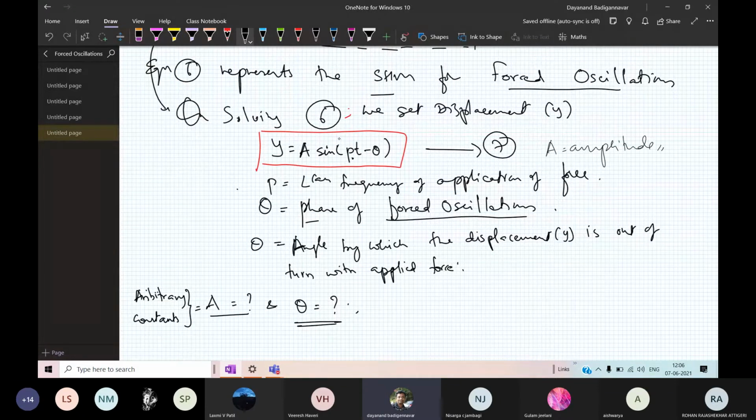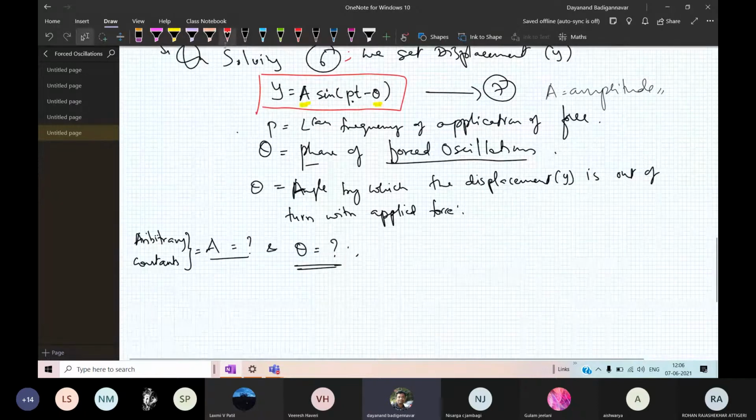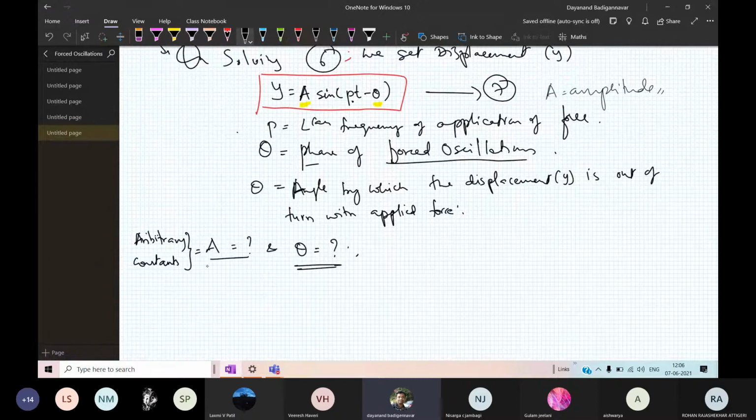So here you have to find a and theta. So let us do it. First you write the value of y. We know that y is equal to, okay, so to find a and theta, first you write y. What is the value of y? It is a sine pt minus theta.